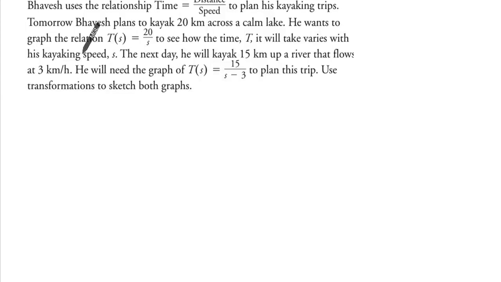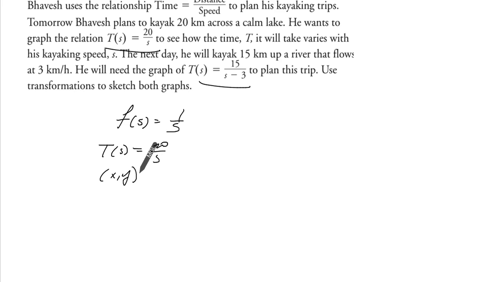Okay, this has a fancy description of what's happening, but all it's really asking you to do is graph these two functions. The parent function in terms of s will be just 1 over s. This one here, T(s), the first one, has a transformation mapping of, okay, so that's x and y. The x value, the independent value, does not change, but the y gets multiplied by 20.